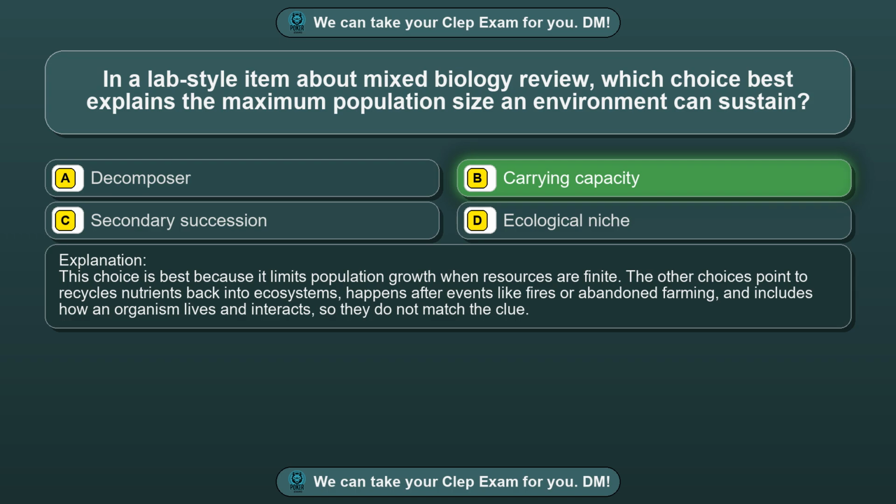The other choices point to recycles nutrients back into ecosystems, happens after events like fires or abandoned farming, and includes how an organism lives and interacts, so they do not match the clue.